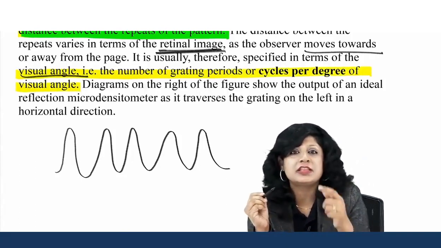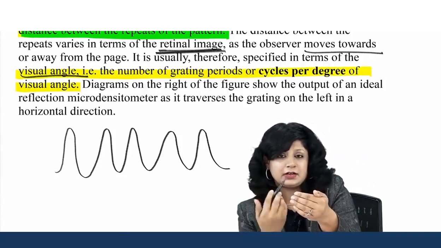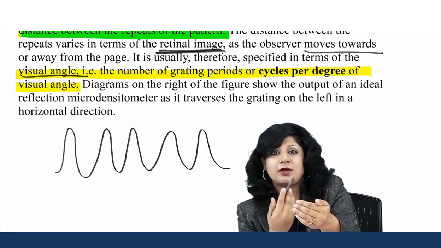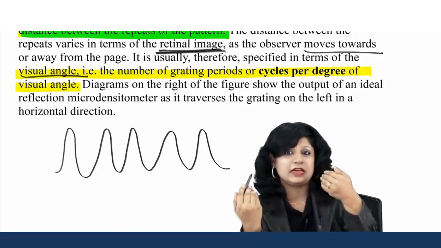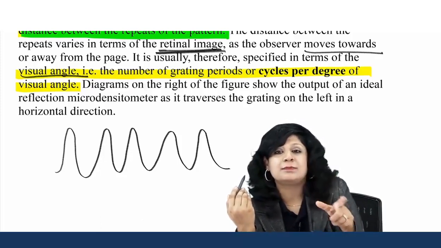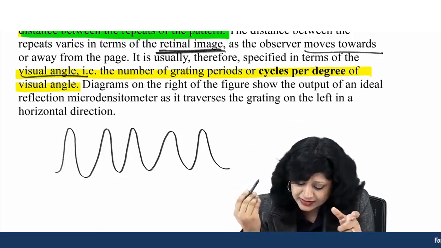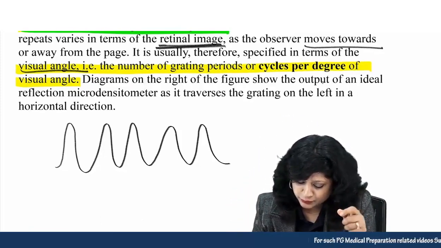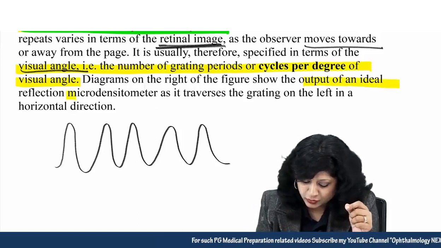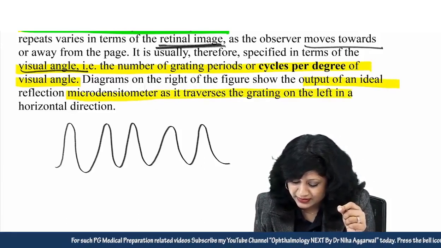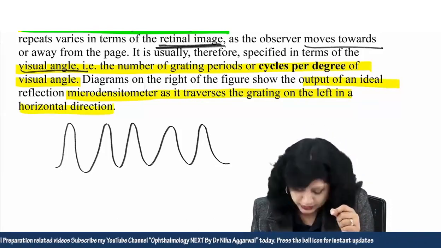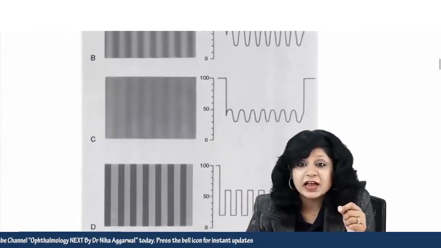Because this may vary depending upon the distance of the patient from this page, whether he is very near or very far, you have to see the number of visual angles. Diagrams on the right side of the figure show the output of an ideal reflection in the microdensitometer as it traverses the grating on the left in the horizontal direction. Okay, so this we have seen already.